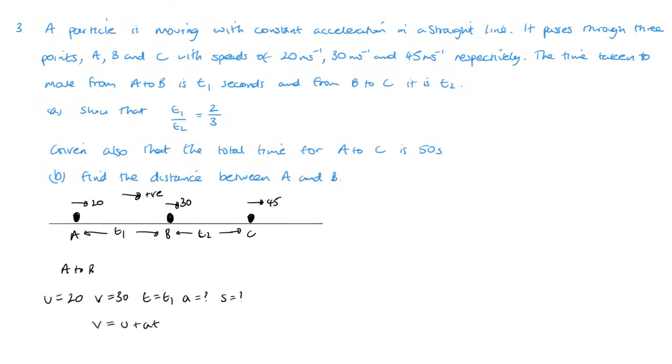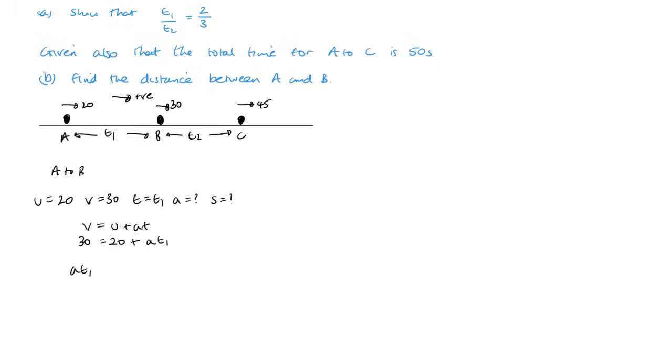So A is the same all the way through. So this is 30, 20 plus AT1. So AT1 is going to be 10, or A is 10 over T1. Now let's look at B to C. So that is U equals 30, V equals 45, T equals T2, A we don't know, and S we don't know.